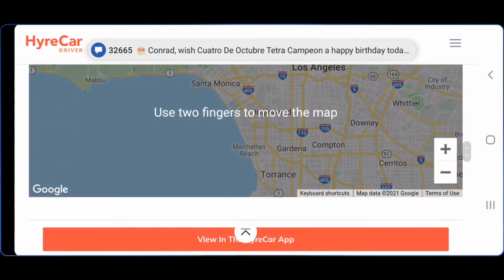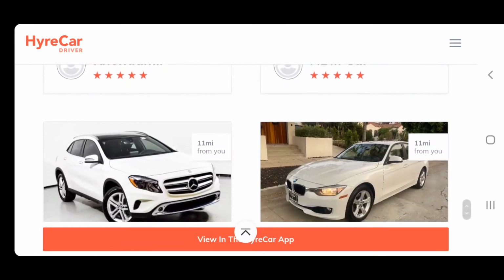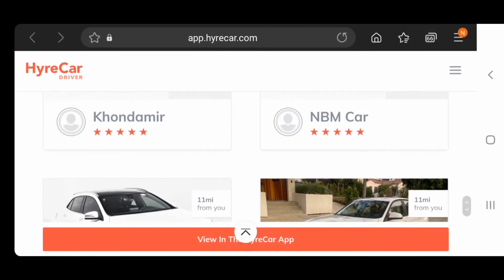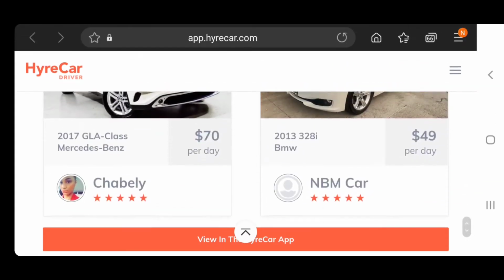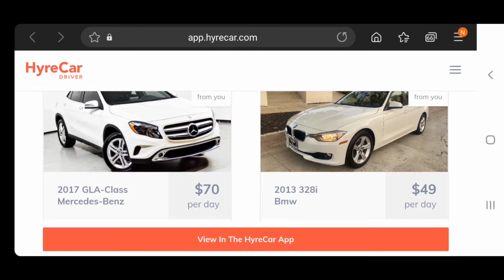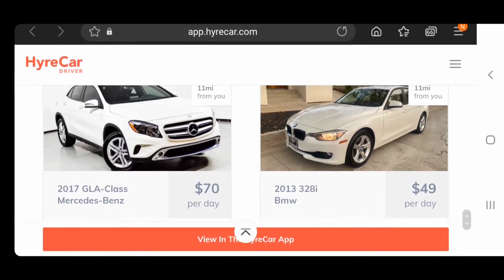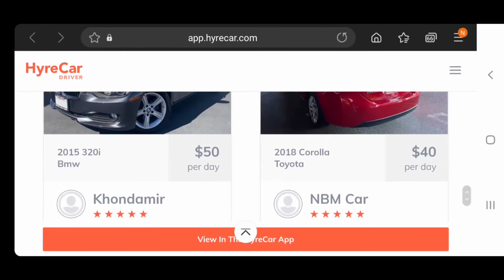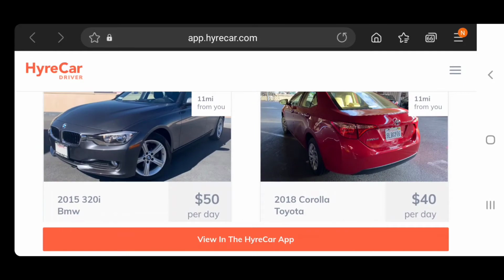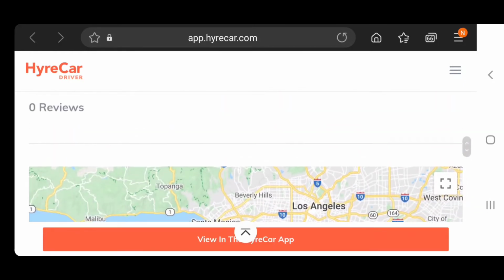Let's see here. It even shows you similar cars below. And this is how you actually start realizing and seeing what other people charge and the type of cars. So for instance, this 2013 BMW, they're charging $49 per day. This 2017 GLA class Mercedes Benz is $70 per day. This 2015 320i BMW is $50 per day. This 2018 Corolla Toyota is $40 per day. And this just helps you learn your demographic in your area.